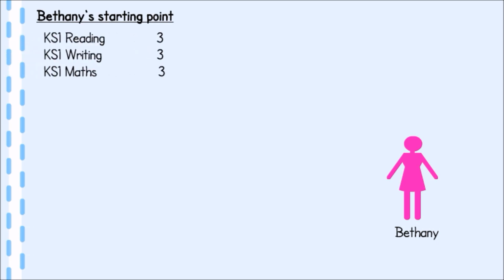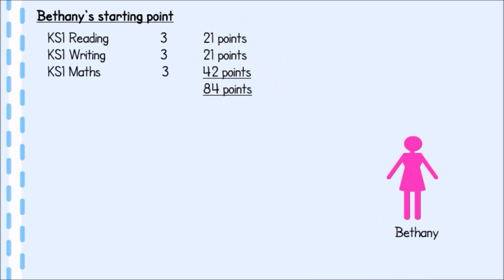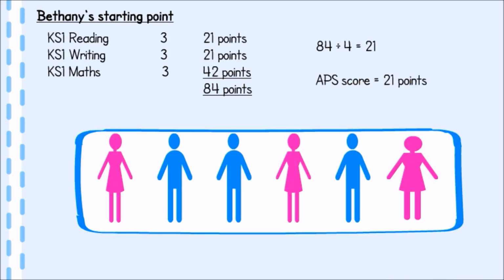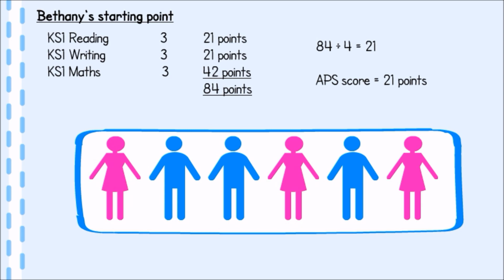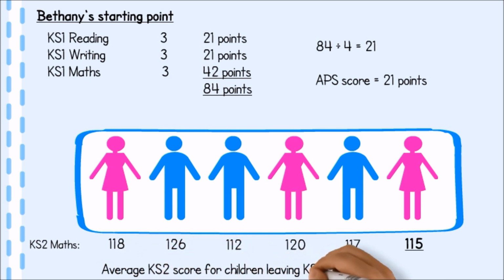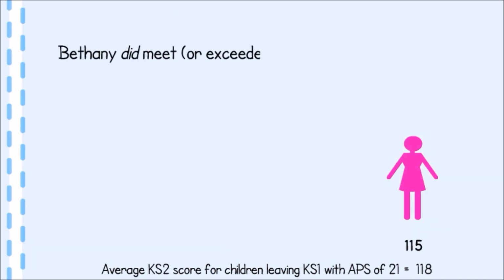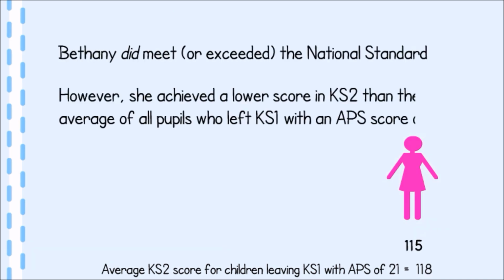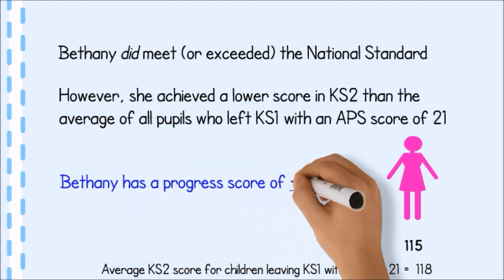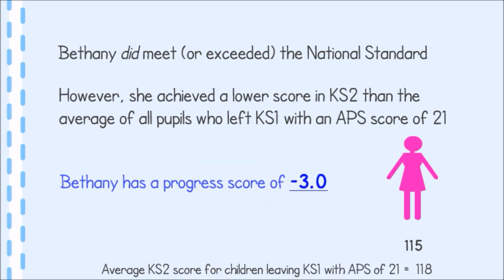Bethany achieved a level 3 in all 3 subjects at Key Stage 1, giving her an APS score of 21 points. Again, she's put into a group of all the children in the country with that APS score, and her result is compared to the average Key Stage 2 result for all of these pupils, which in this case is 118 points. So, although Bethany has comfortably met the national standard, she has a lower point score than the average for pupils with the same starting point, by 3 points. She carries a progress score of negative 3.0 back into the whole cohort at her school.